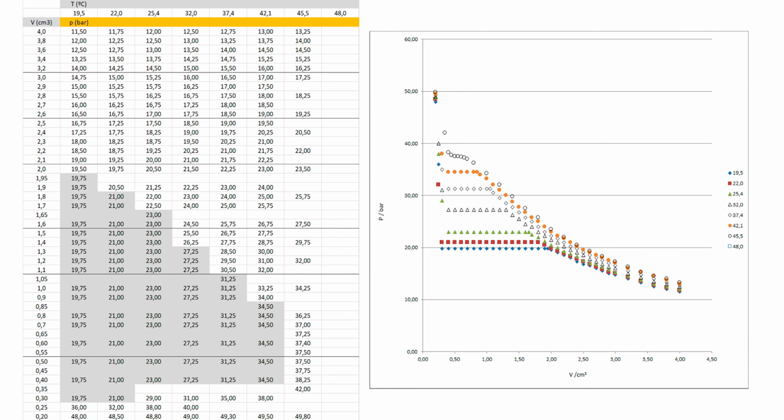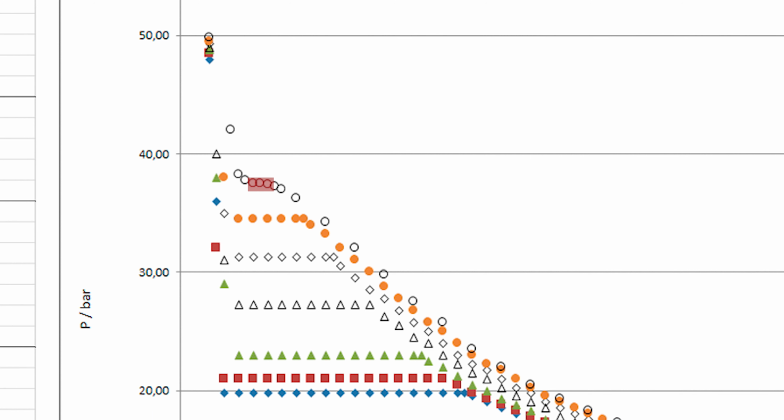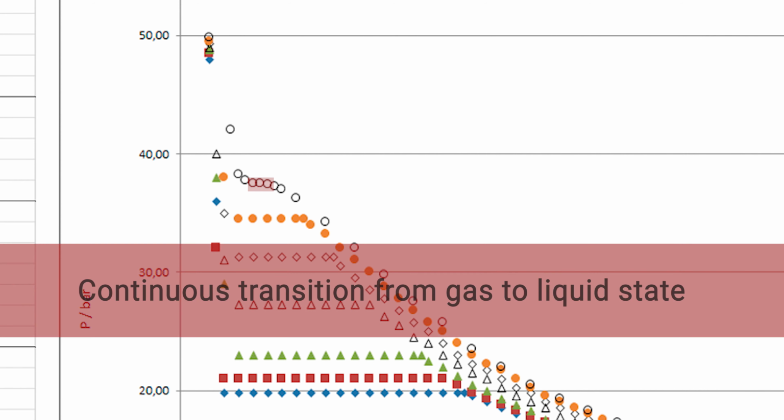When representing the PV curve, the existence of a turning point is noticed, with horizontal slope. No simultaneous coexistence of liquid and gas has been observed. Rather, a continuous transition from gas to liquid state, with a gradual increase in density, has been observed.